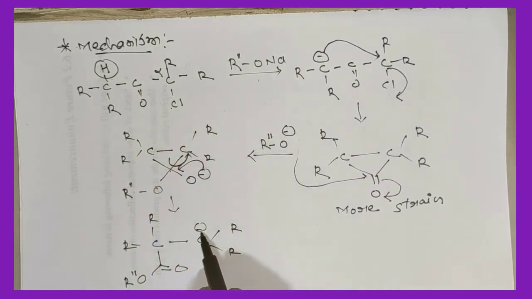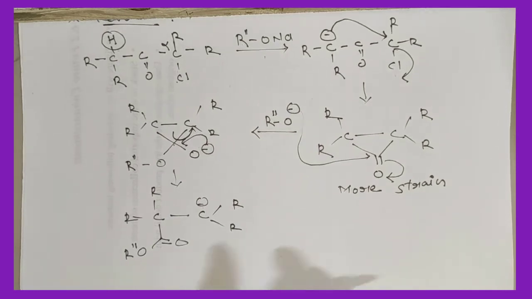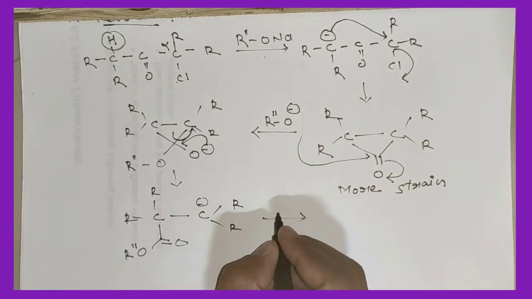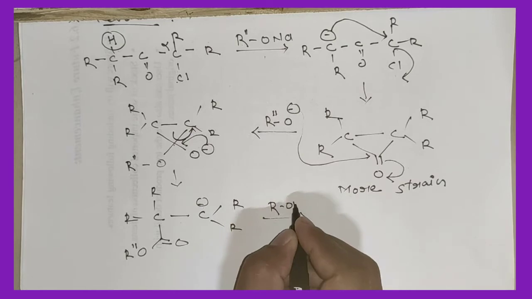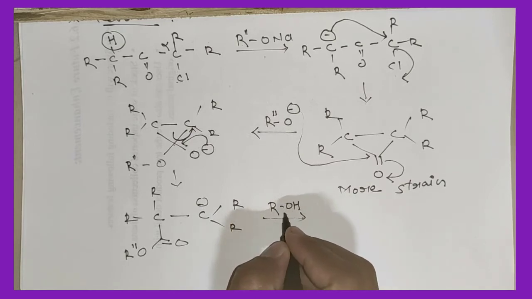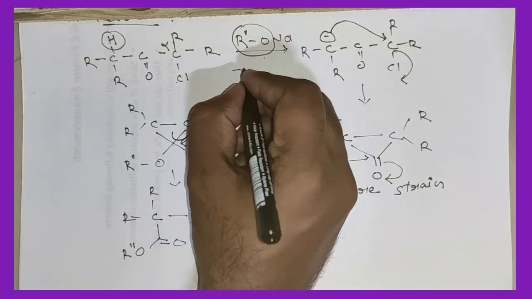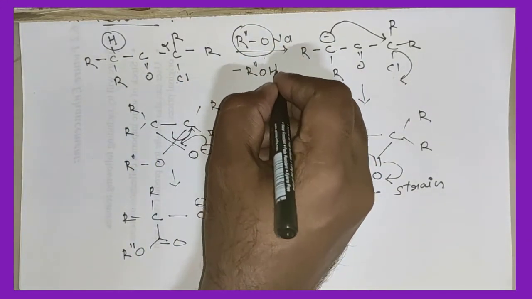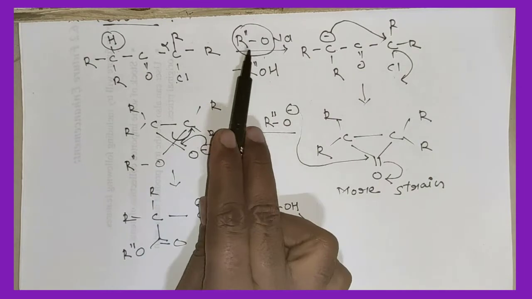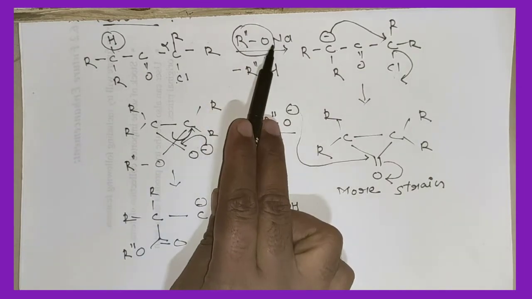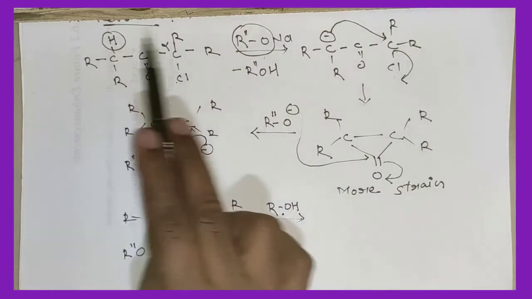Now to stabilize the minus charge we have to add some H plus. कहाँ से आएगा H plus? अल्कोहल में से. ये अल्कोहल कहाँ से आया? So here OR minus, H plus from here. So here removal of R double dash OH. RO minus, उसने क्या किया? प्रोटॉन एब्स्ट्रैक्ट किया. So R double dash OH.